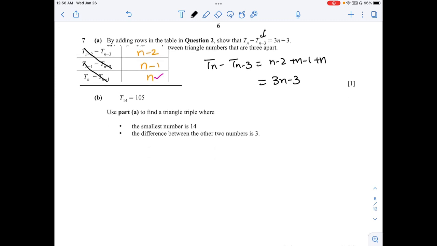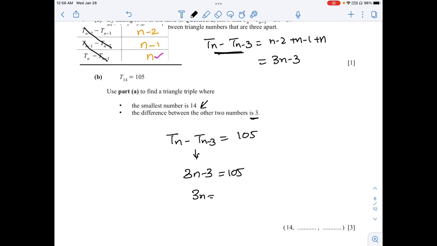Now T14 is equal to 105. Use part A to find a triple where the smallest number is 14 and the difference between the other two numbers is 3. Difference is 3 means we are going to use this one. Tn minus 3 should be equal to 105. But this value is nothing but what we have just done now. 3n minus 3 is equal to 105. So 3n is equal to 108, n is equal to 36. So I got it, n is equal to 36. So plug in n is equal to 36, T36 minus T33 is equal to 105.